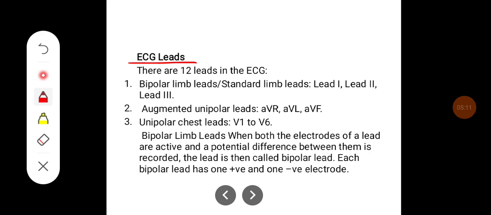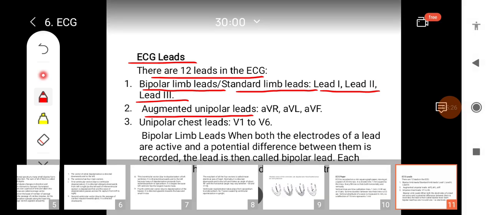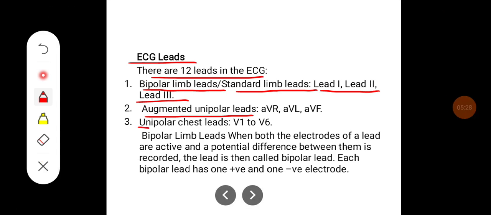ECG leads. There are 12 leads in ECG. We have bipolar limb leads, which are also called as standard limb leads, that is lead 1, lead 2, and lead 3. Then we have augmented unipolar limb leads, which are denoted as AVR, AVL, and AVF. And you have unipolar chest leads V1 to V6.